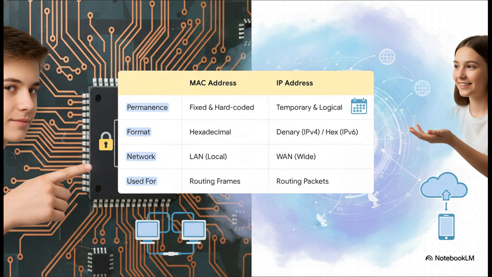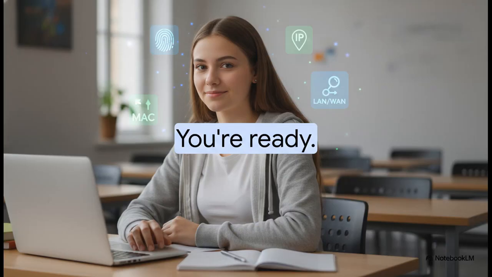Format, MAC is always hexadecimal. IP can be regular numbers for IPv4 or hex for IPv6. And the big one, network. MAC is for your local LAN, routing frames. IP is for the wider WAN, routing packets. Seriously, pause and take a screenshot of this. It's gold.